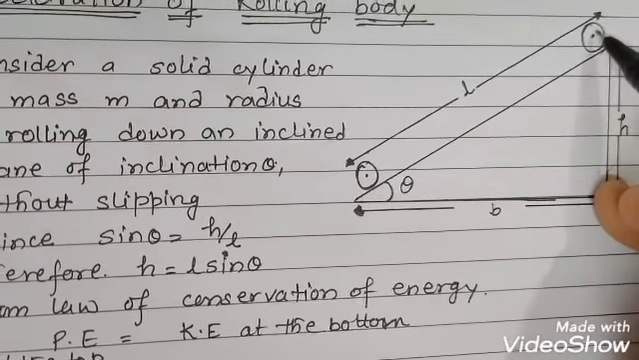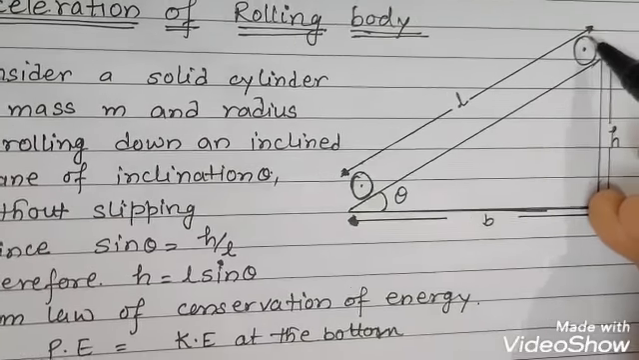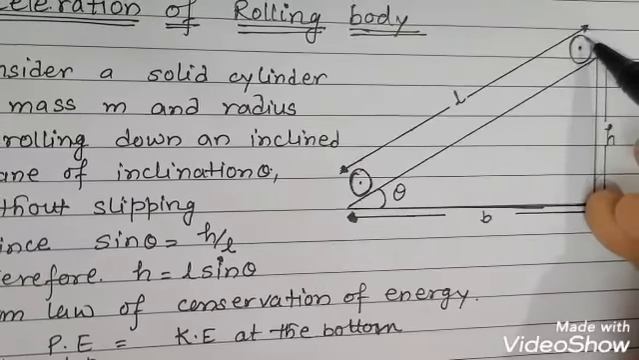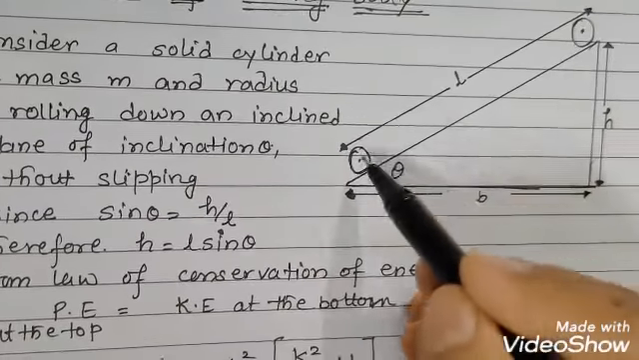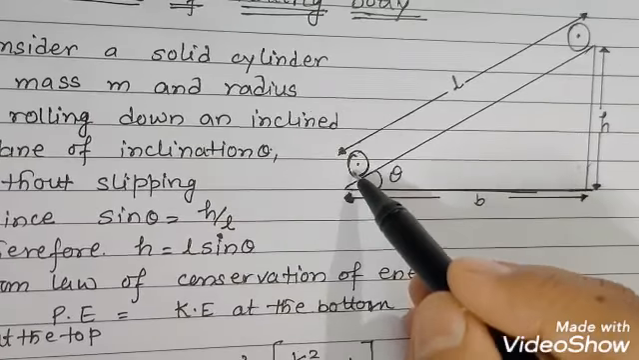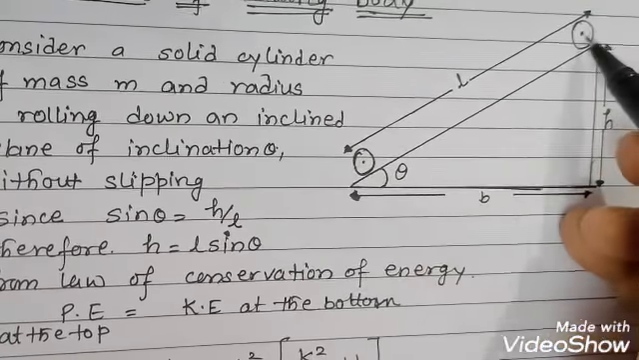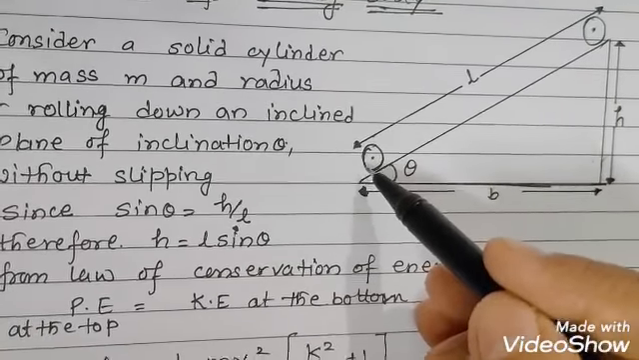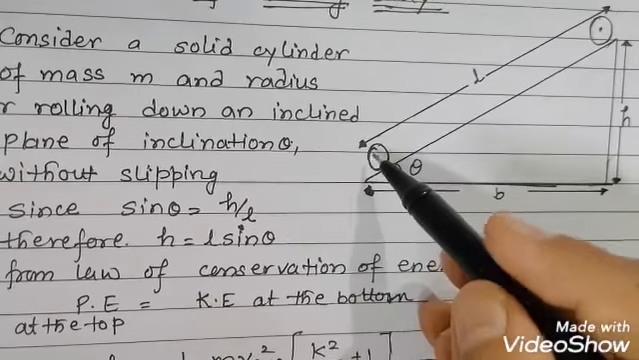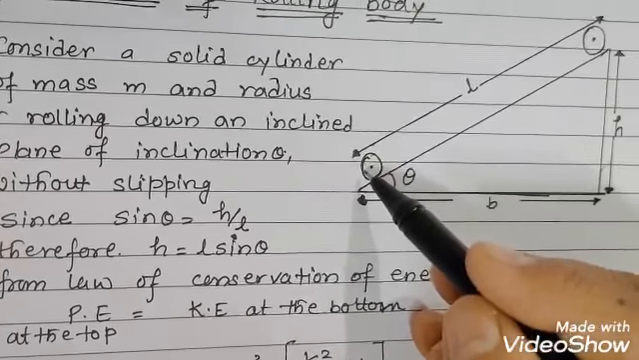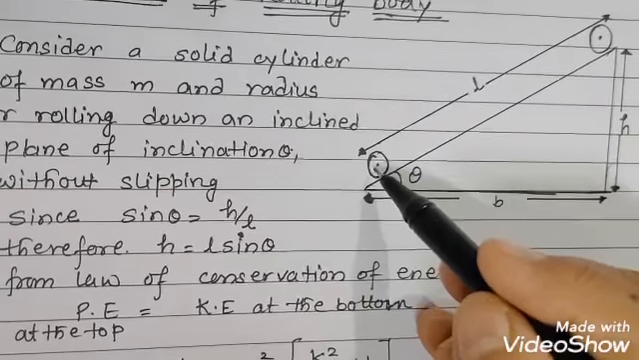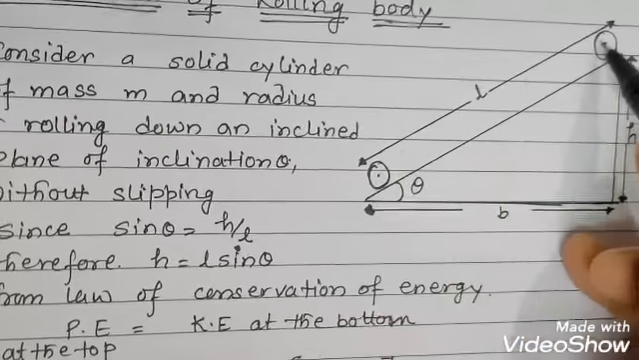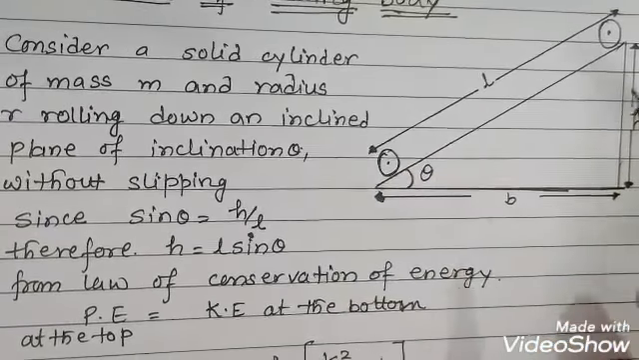This is the rolling body. Initially it is at the top and at rest, so the potential energy is mgh. When it rolls down and reaches the bottom, suppose the whole potential energy is converted into kinetic energy. The kinetic energy at this time is given by the formula half m vcm square times (1 plus k square upon r square). So the potential energy is converted into this kinetic energy.